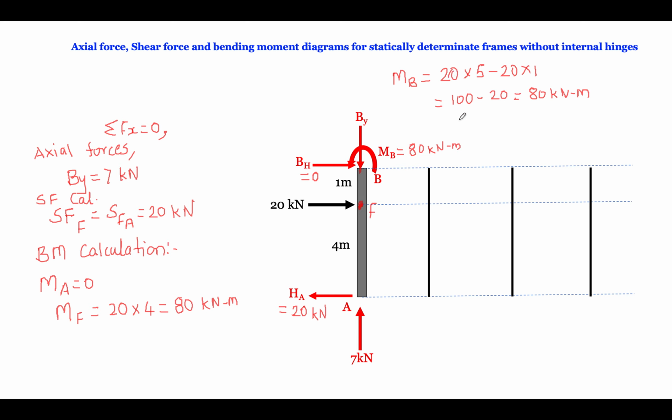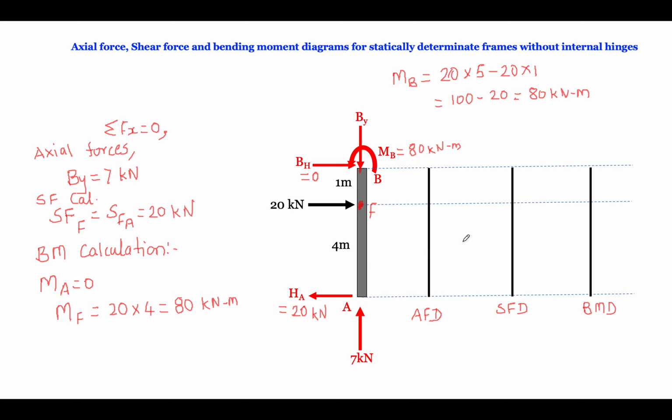Now let us draw the axial force diagram, then the shear force diagram, and the bending moment diagram. So what is the axial force diagram? It is 7 kilonewton. Okay, this is along the axis, 7 kilonewton, and it is compression.